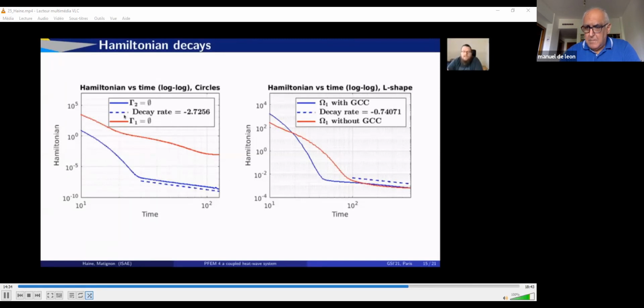In the case where gamma 1 is empty, so when the wave is outside, there are whispering galleries appearing, so trapped rays, and the decay must be logarithmic, and this is what we obtain also. In the L-shaped case, again, we have the logarithmic case when the GCC fails, and a polynomial decay when the GCC holds.